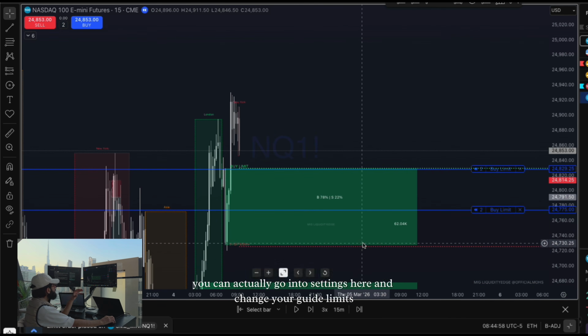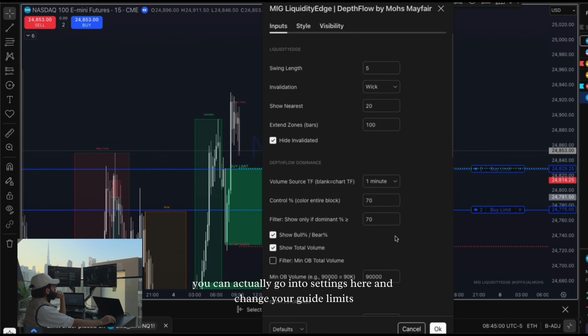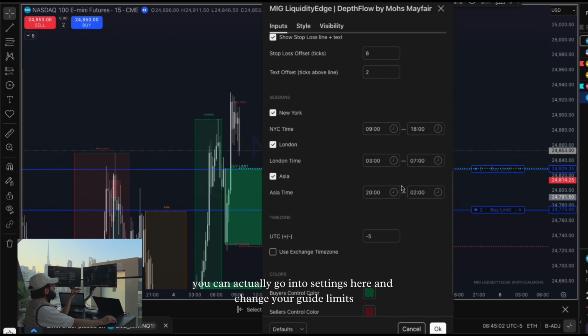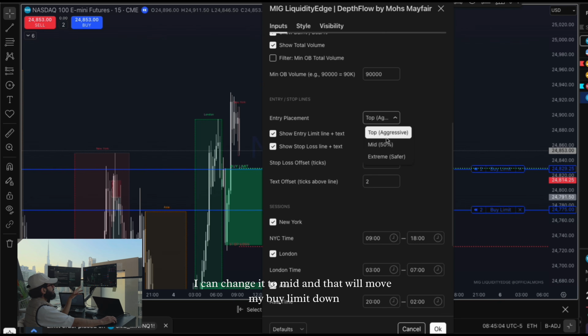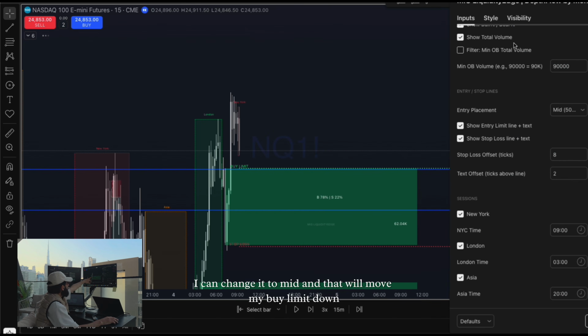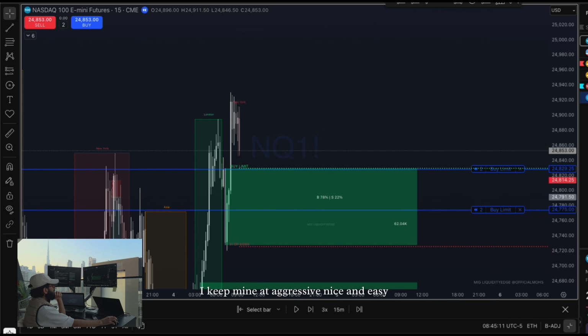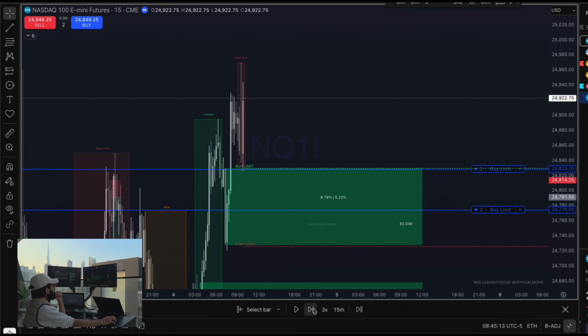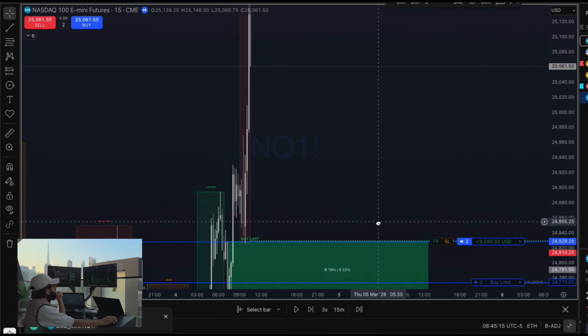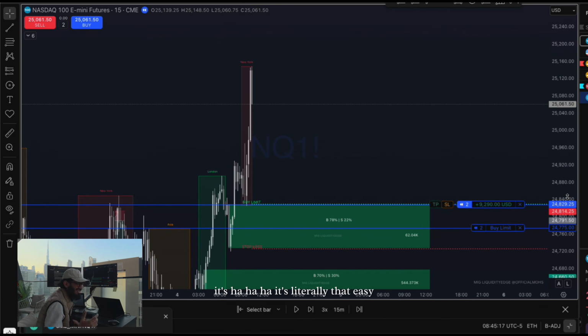You can go into settings here and change your guide limits. So for example, I can change it to mid, and that will move my buy limit down, as you can see. I keep mine at aggressive, nice and easy. It's literally that easy.